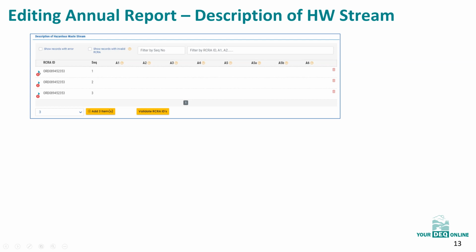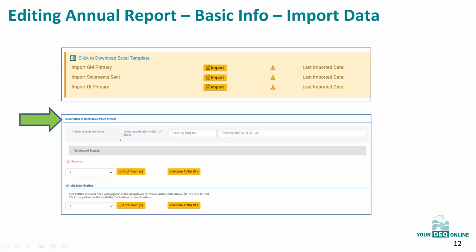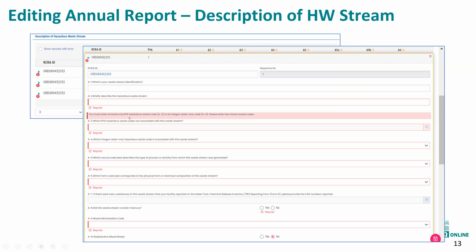So if I click this blue arrow here for this particular waste stream row, what's going to come up for me is the opportunity in Section A here to describe the waste stream. Now you'll notice on this form there is a mixture of data fields presented in white and data fields presented in red. Those fields presented in red are required for validation. The first, A1, is your waste stream identification, if you would like to provide that optional identification description.